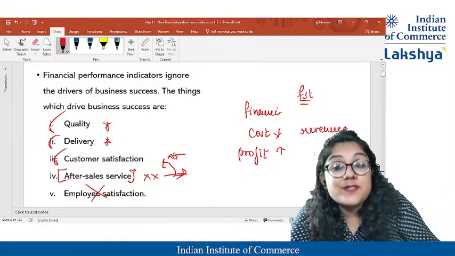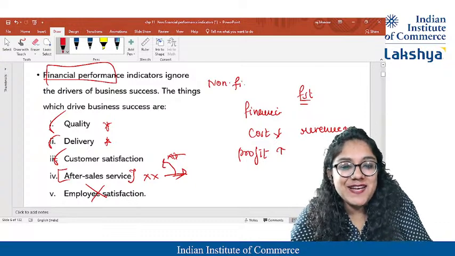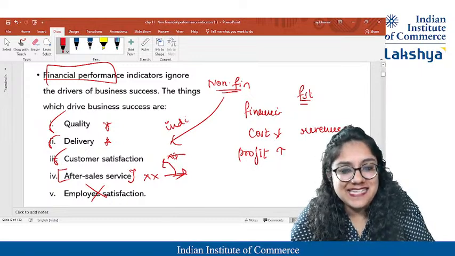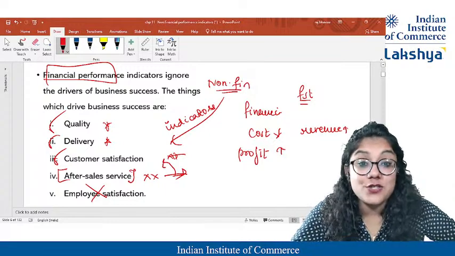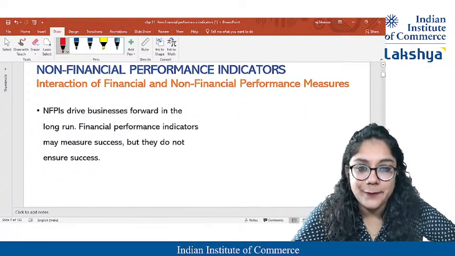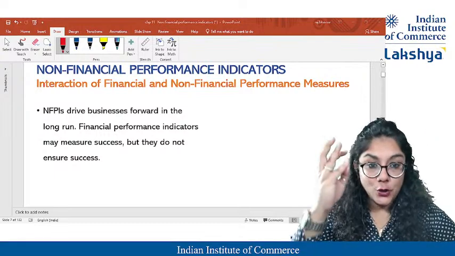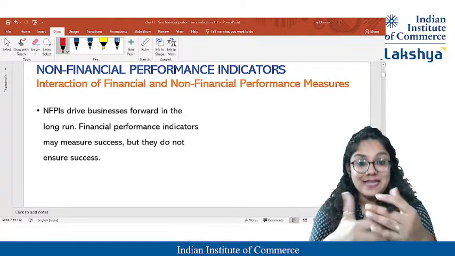So it's not just the financial performances. We have to concentrate on the non-financial performances also, and these are certain indicators. I hope you are getting it right. So, yeah, we are just building up the concepts behind it. So when I say NFPI, it means non-financial performance indicators, which drive the business forward in the long run.